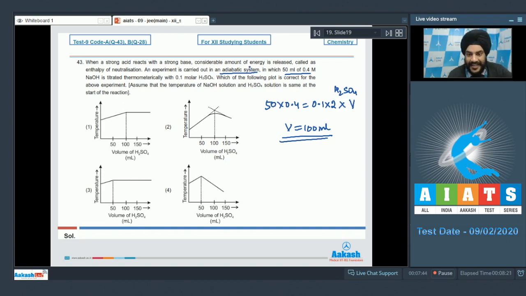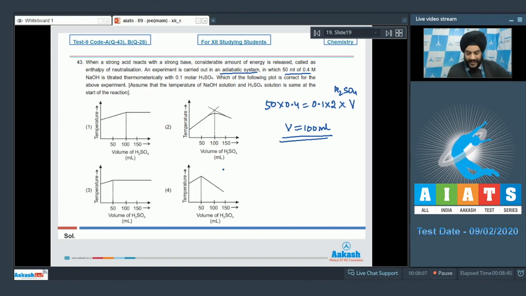So the heat will be trapped inside the system, and this will lead to an increase in the temperature of the system. Okay. So the temperature is going to increase up to the neutralization point, students, as can be seen from all of these graphs. Once the neutralization is done, further addition of H2SO4 is going to lead to a decrease in the temperature.